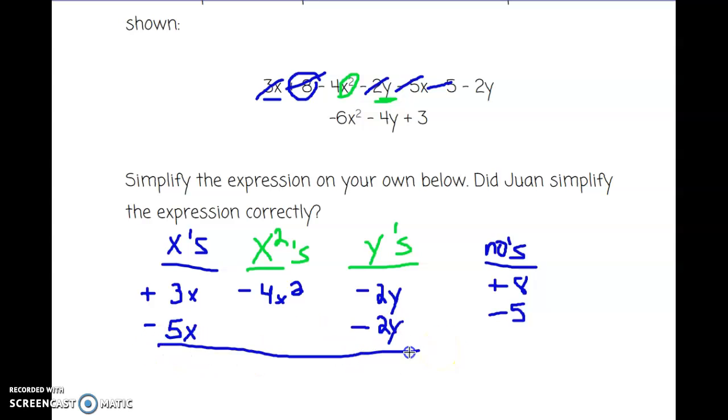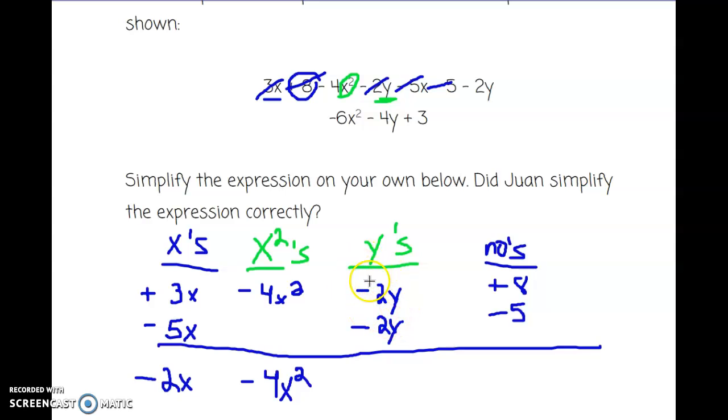So I'm going to go ahead and combine all of these terms. Well, I always like to start with my exponents. And notice here, it's the easiest one to go with. I have a negative 4x squared because I don't have to put it together with anything. It's on its own. If I look at my x's and I have positive 3x and a negative 5x, I have more negatives than positives. How many more negatives do I have than positives? Well, I have 2 more negatives. So there's my negative 2x.